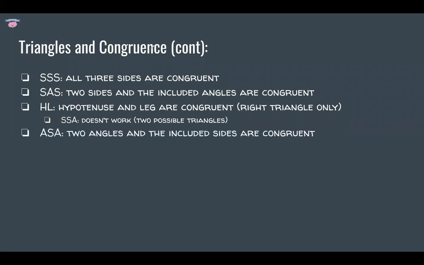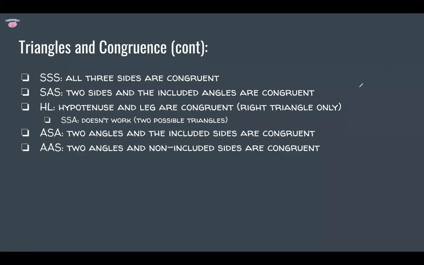ASA, 2 angles and the included side. So it looks something like this. We're given this angle, we're given this angle and the included side. And AAS, two angles and the non-included side. So we're given this, and the non-included side. Included basically means it's between them. So this is non-included, it's not between them. Or we can also have this side that's congruent, but it's basically the same thing.